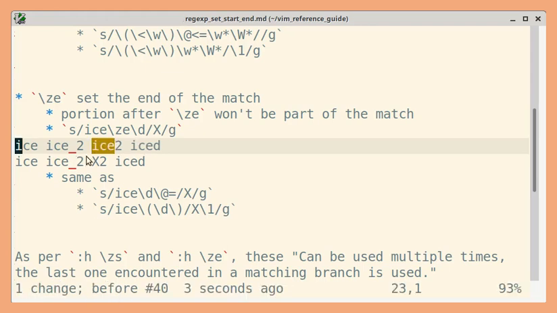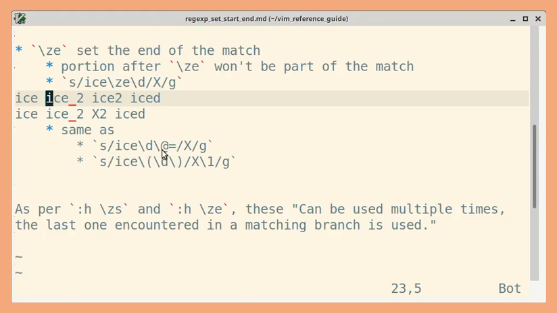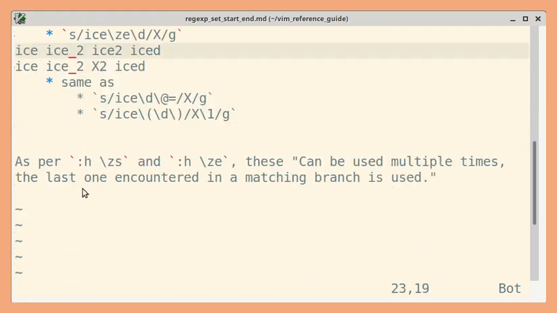Let's undo that. The same thing, you can use positive look ahead. So this particular digit character is part of the positive look ahead assertion, or you can capture the digit and put it in the replacement section. Again, if you see among these three options, this is much easier to write. Also, as per the help topics, you can use these multiple times. Only the last one encountered in a matching branch will be used.